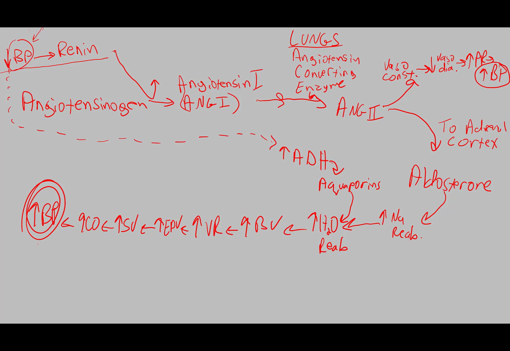This is the renin-angiotensin mechanism. This is what's triggered when there's a drop in blood pressure. There is a very quick response because of Ang2 vasoconstrictor. There is a very long-term response because of altering blood volume.